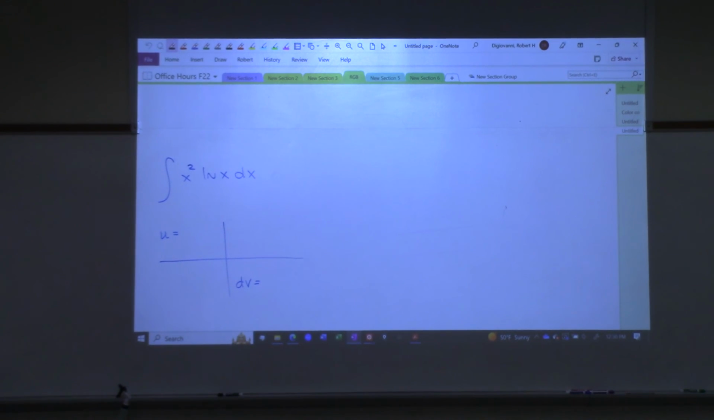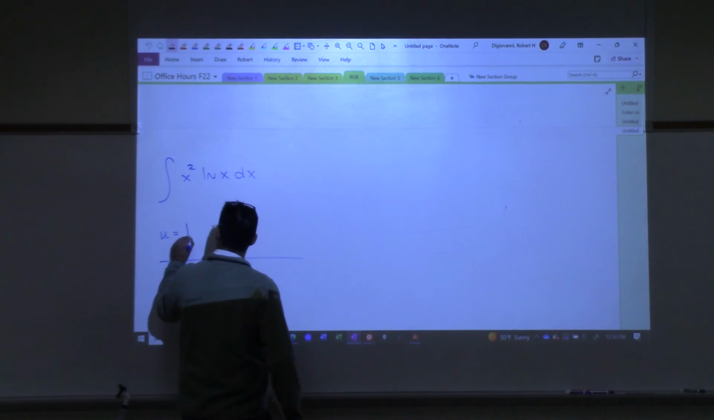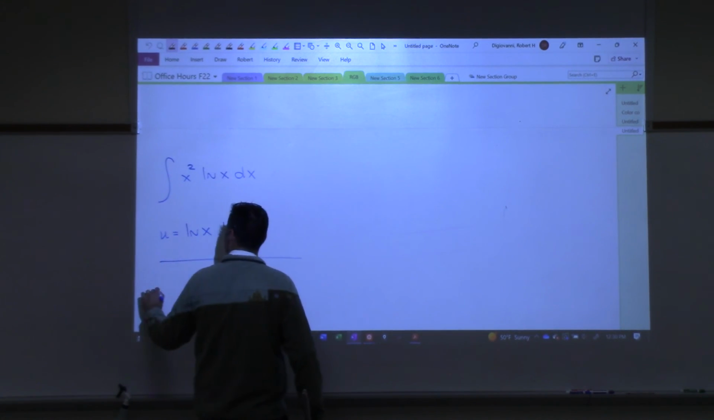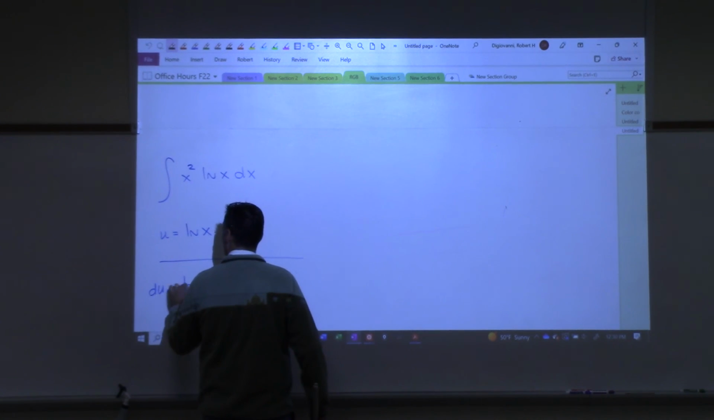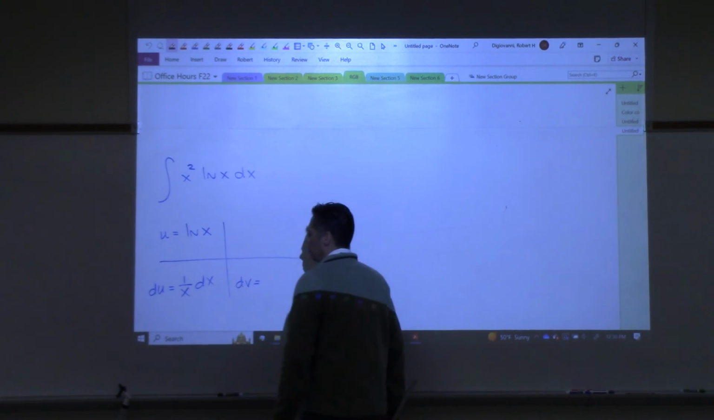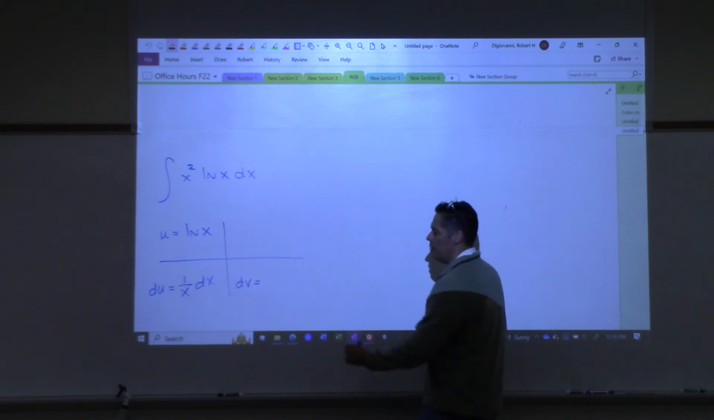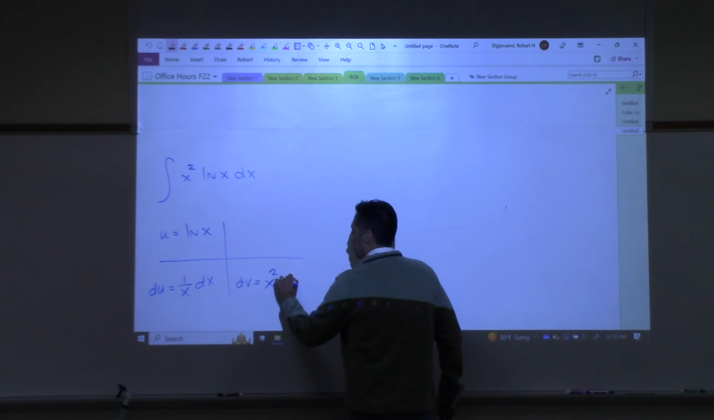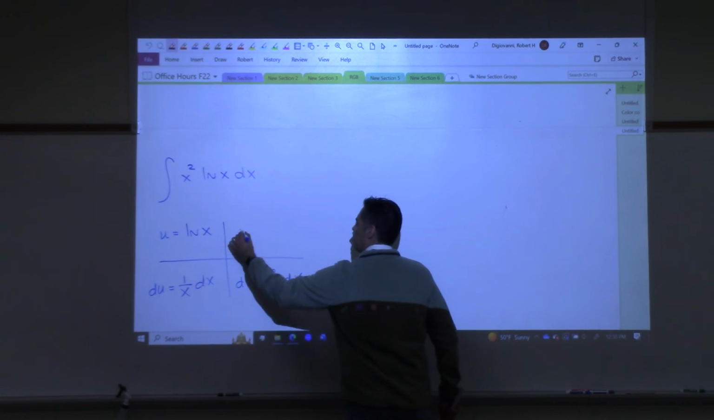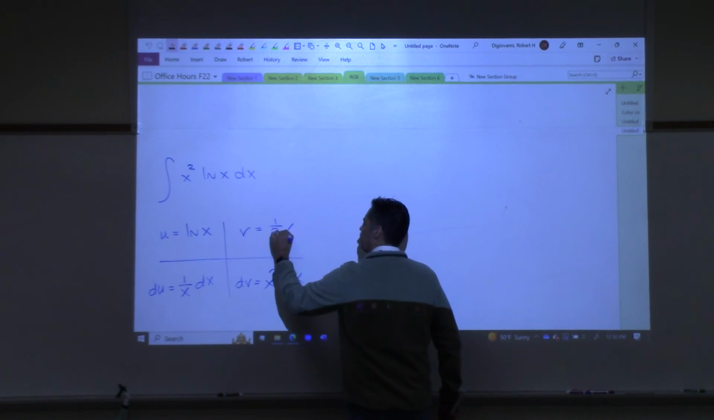All right, who wants to tell me what they think it should be and why? Go ahead. U is going to be natural log of x because du is 1 over x. So you want to go with natural log of x here because the derivative of that would be 1 over x dx. Yeah, when you find v and you multiply it through, you're going to be canceling out an x. That's all you're doing. Okay, so you need to explain that a little bit more. So dv would then be what? X squared dx. V equals 1/3 x cubed. V is the antiderivative of that, which is 1/3 x cubed.